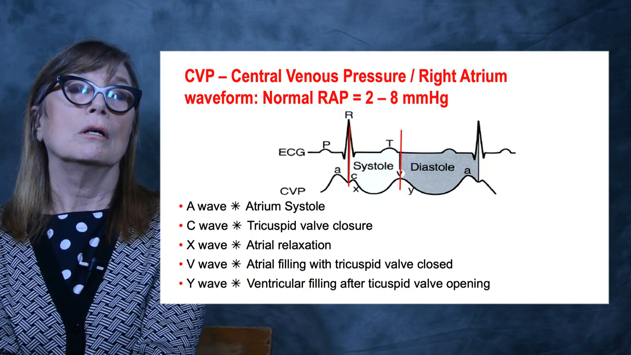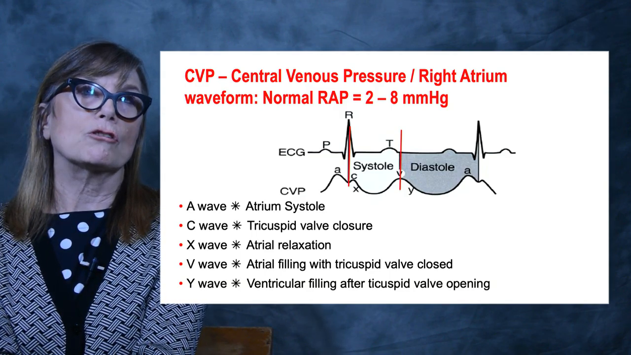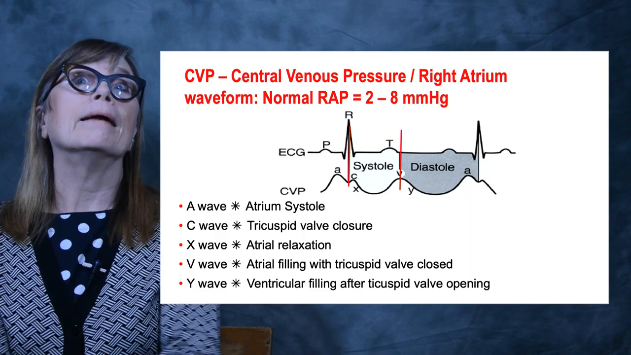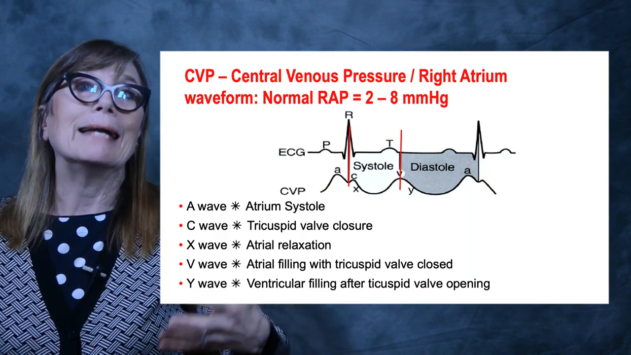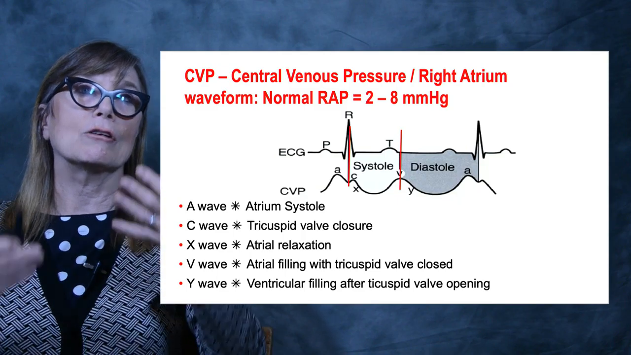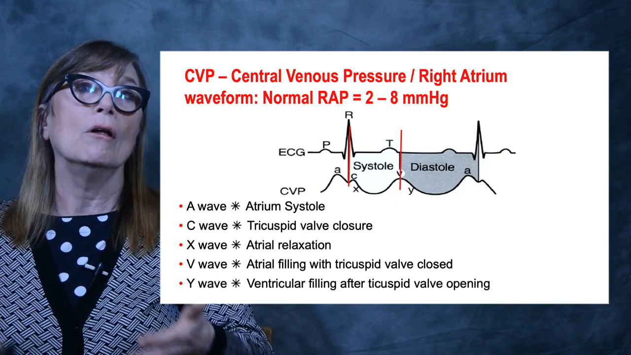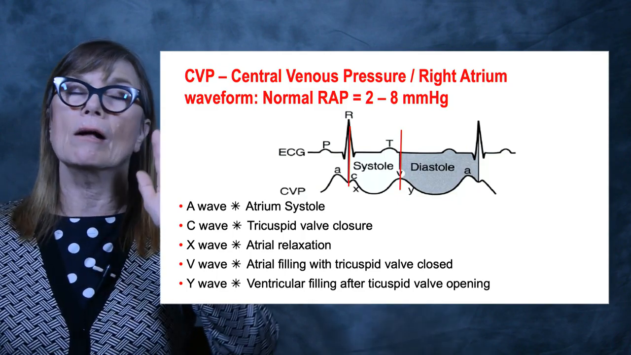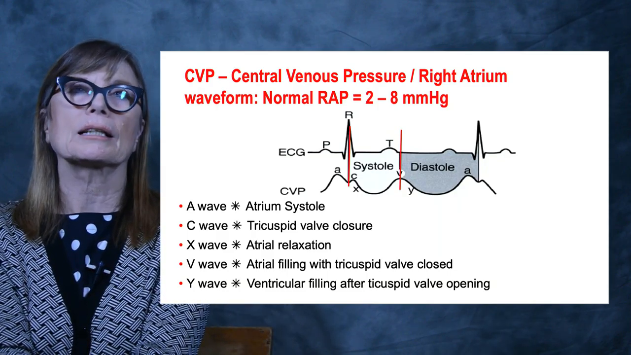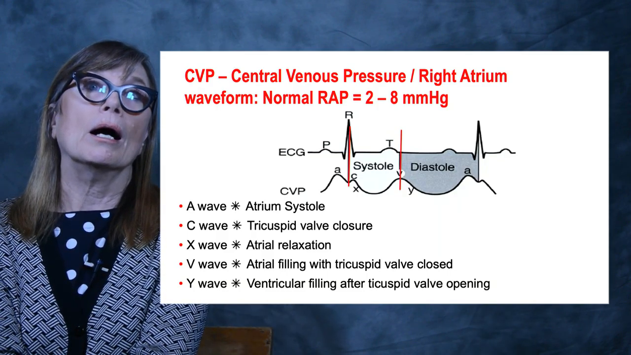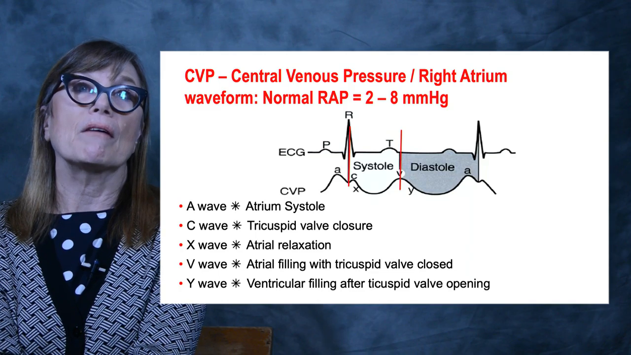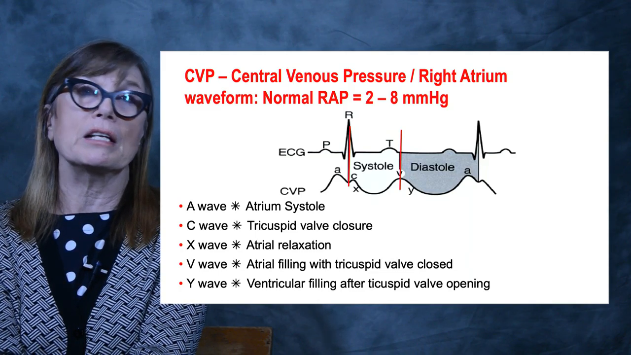Spontaneous breathers, they have positive pressure when they exhale and negative pressure when they inhale. So the pressure goes down when they inhale and comes back up when they exhale. Completely opposite, paradoxical.